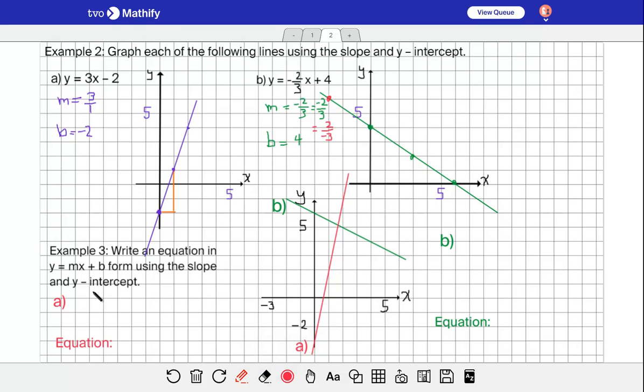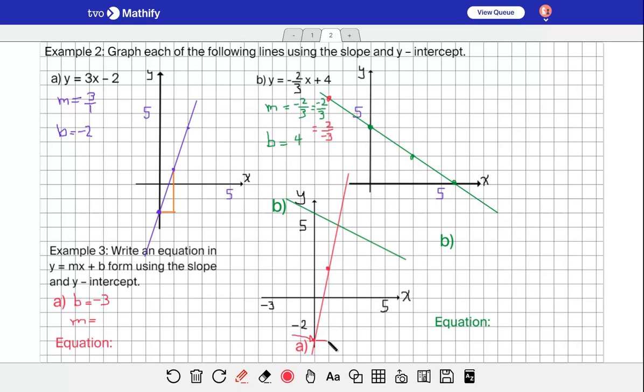Okay, so last example here says write an equation in y equals mx plus b form using the slope and y-intercept. So A is the red one here. If we look at the graph here, see it's going through the y-axis at negative 3. So b would be negative 3. And we need a couple points on the line in order to find the slope. So if I start with this point right here, you need to identify another point that's exactly on the line. So notice it seems to go exactly right through that point.